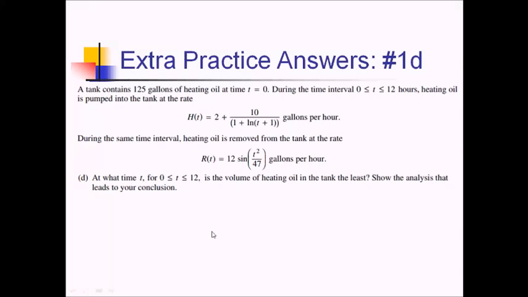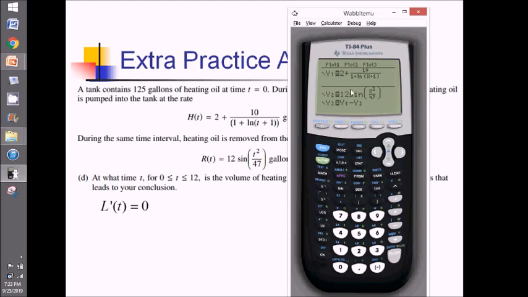For this last part of the problem, we want to know at what time is the volume of heating oil the least, and show the analysis. So in order to do this, we're going to try the candidates test. At some point, we're going to plug 0 and 12 into the L function that we defined earlier. But we also need to plug in critical values, and we also need to find them. So to find them, I'm going to let L prime of t equals 0, and I'm now going to solve that on my calculator. So I'm going to be graphing this y3 function, y1 minus y2.